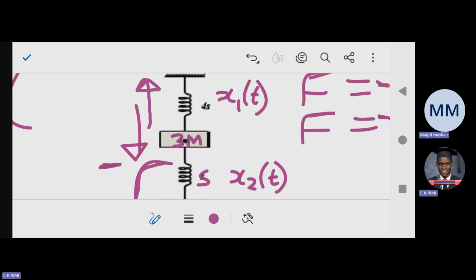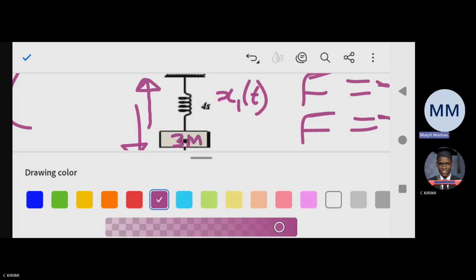So in the negative direction, I'm referring to the force on the 3M block for now. I have not talked about the force on the M block yet. Okay, why is the force going in an opposite direction? I want to understand that part.